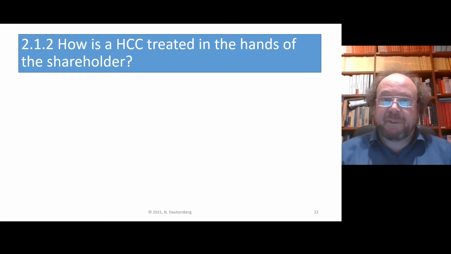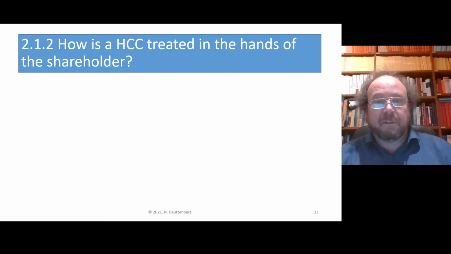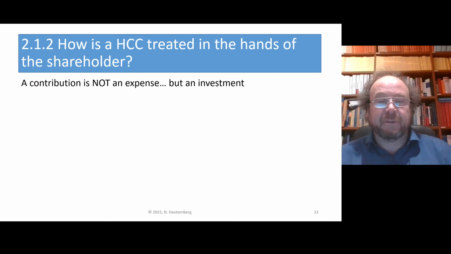Now, that was how a hidden profit distribution is treated in the hands of the shareholder. Now let's think a bit about a hidden capital contribution. How is that treated in the hands of a shareholder? Again, if you want to understand things properly and clearly, think of a very simple thing. A hidden contribution is nothing else than a contribution. The only thing is, it has been hidden. But hiding things does not change taxation.